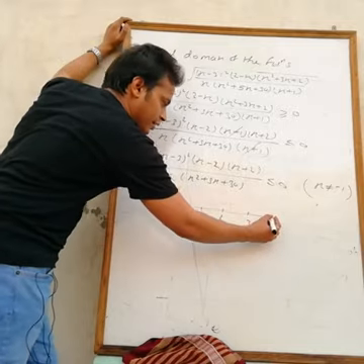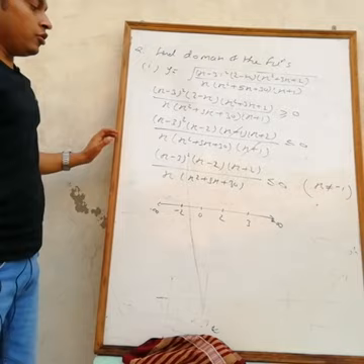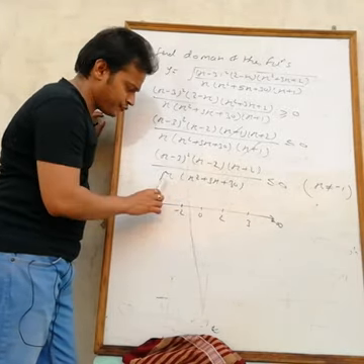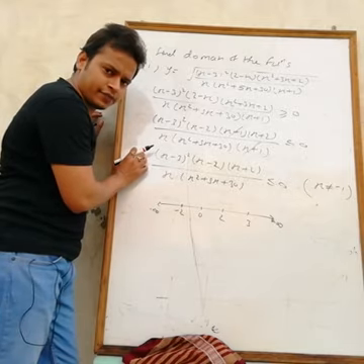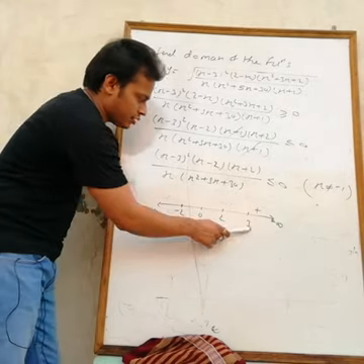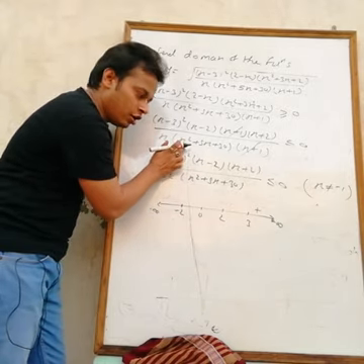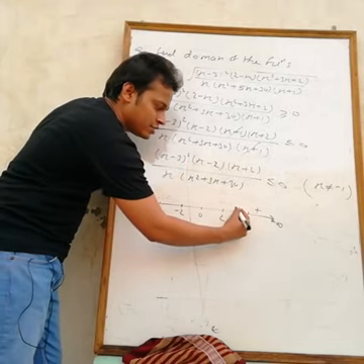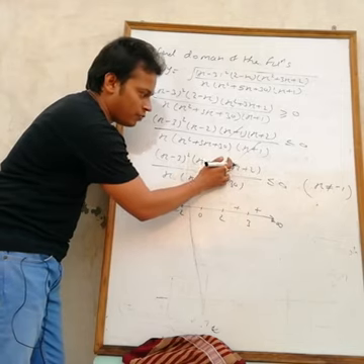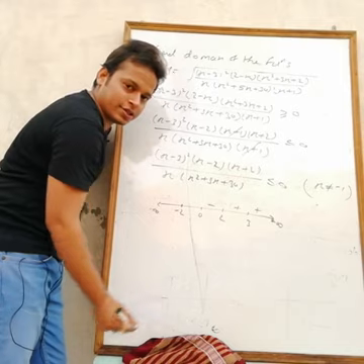Now you can use the sign scheme, from minus infinity to plus infinity. See, the coefficient of x is positive, there is no negative sign, so on the right side we put plus. For 3, because of this factor, the power is even. If the power is even, it doesn't change the sign; the sign remains the same. For 2, because of this one, the power is odd, 1 is odd. If the power is odd, then change the sign.